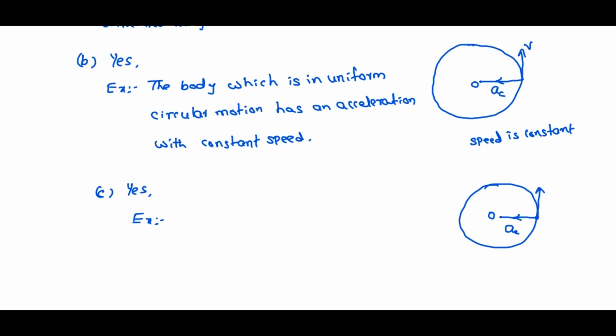but at that point, what is its motion? Its velocity will be perpendicular to its acceleration. Not only here, at each and every point, the direction of motion or velocity will be like this, but acceleration is towards the center. At that particular point, V and A will be perpendicular. So, the example is a body which is in uniform circular motion.